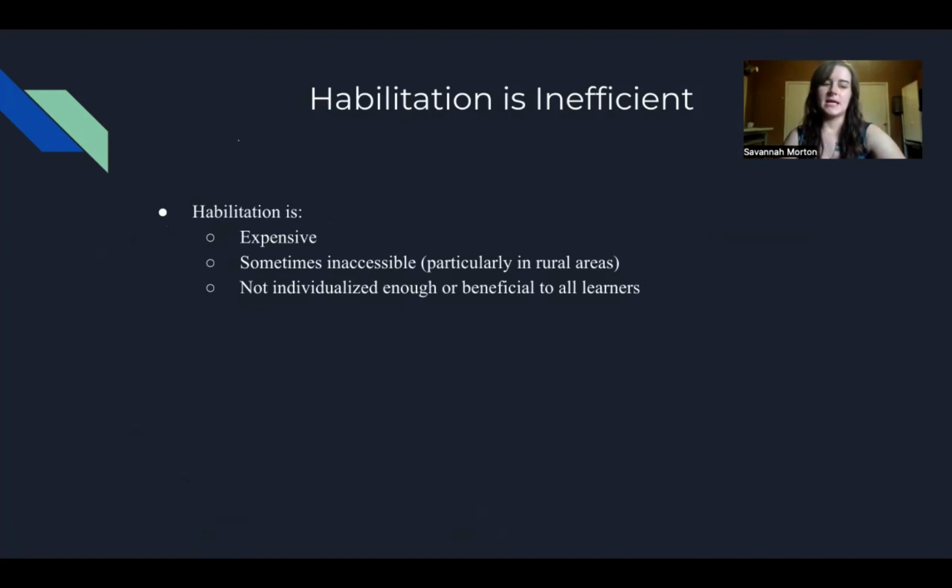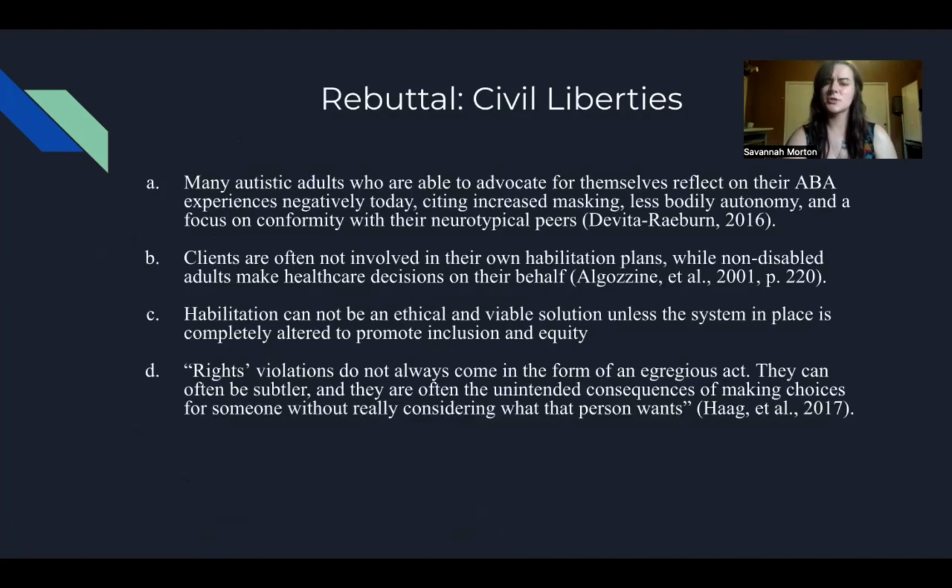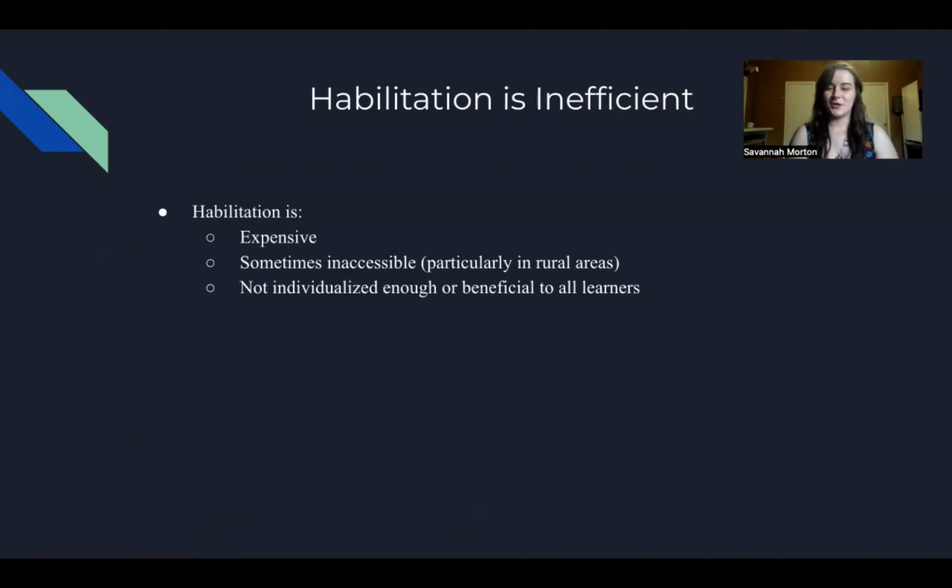And then my last point is that habilitation is inefficient. Not only is it expensive and sometimes inaccessible, particularly if you live in rural areas, the main problem with habilitation is that it's not individualized or person-centered enough, and therefore not beneficial to all learners. Everyone learns differently, but particularly we often think a one-size-fits-all approach to these therapies for the disabled, and that's not really how it works. And so we need more person-centered ideas, therapies, and services before we can even begin to discuss habilitation. And those are basically the main arguments I want to lay out for you. Thank you.